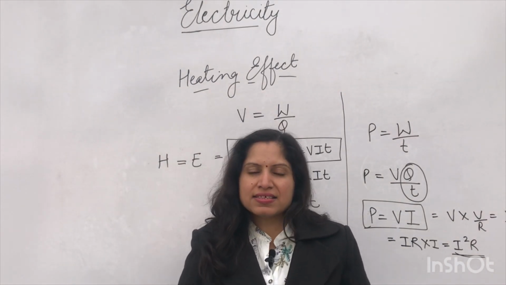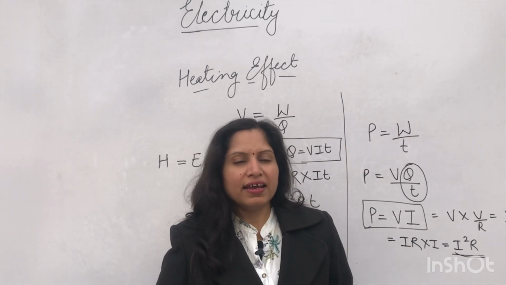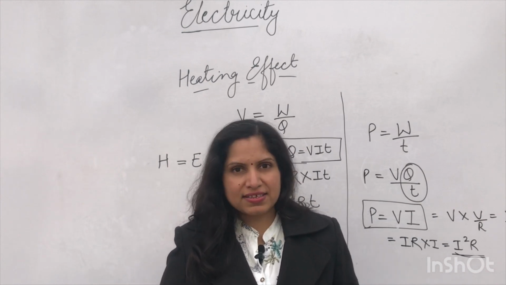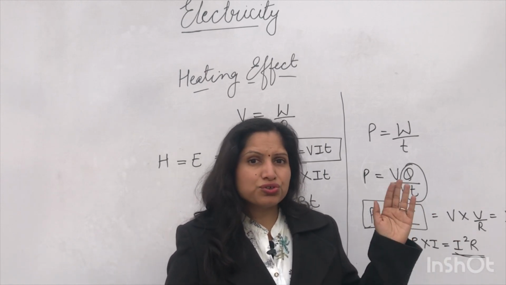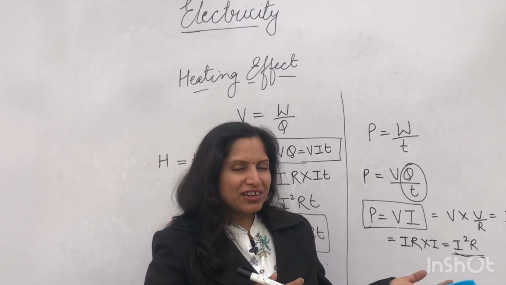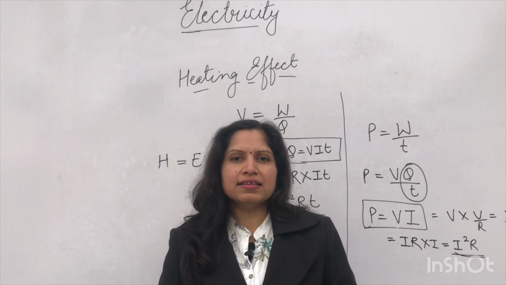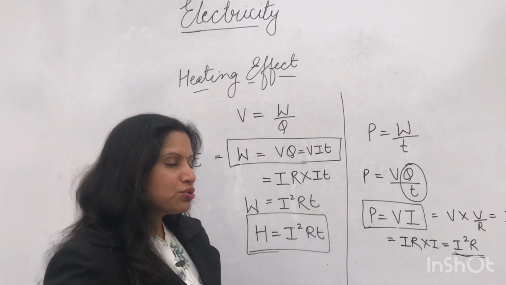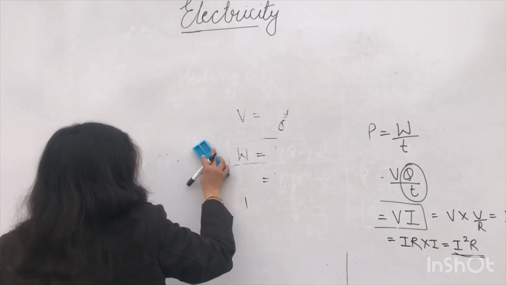We are left with the last topic, that is practical applications of the heating effect of electric current. In the starting we discussed that this heating effect is very useful in heating devices like electric iron, electric geyser, immersion rod. All these are based on Joule's law of heating only, because in them electrical energy is converted into heat energy. The second device based on the heating effect of electric current is the fuse wire. What is a fuse wire? It is a safety device used in our household circuits.